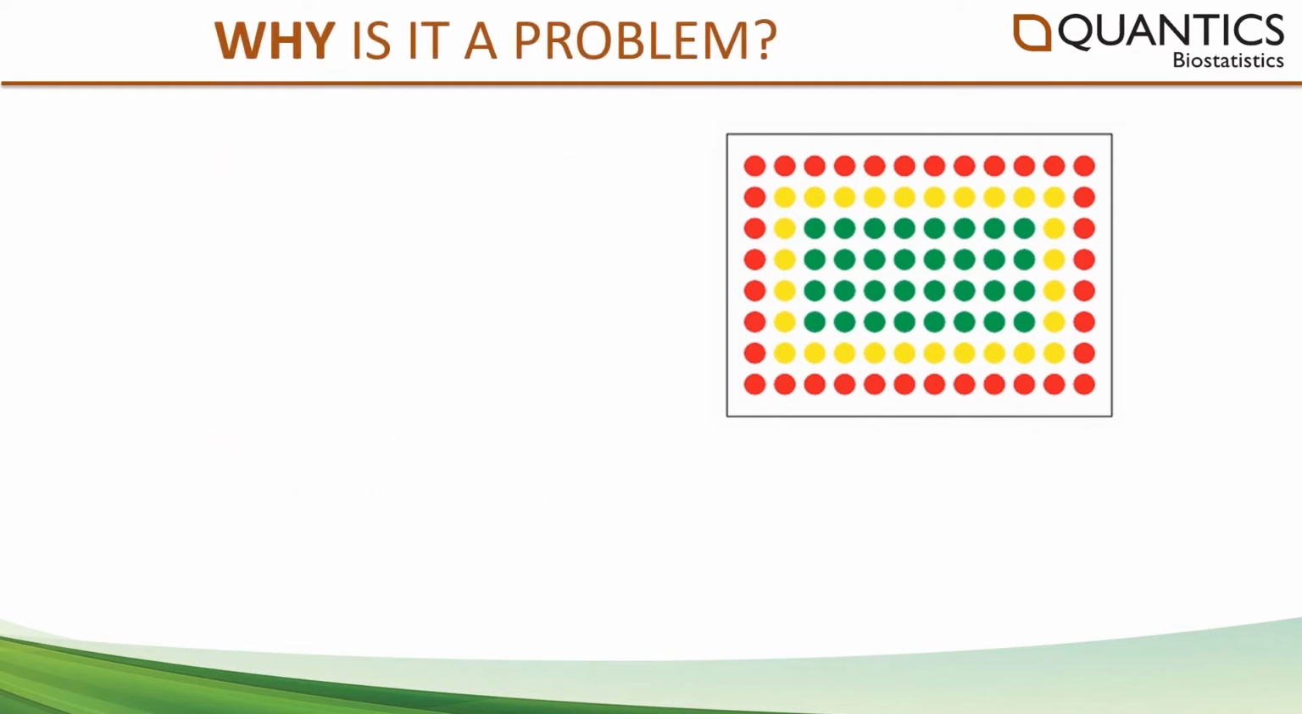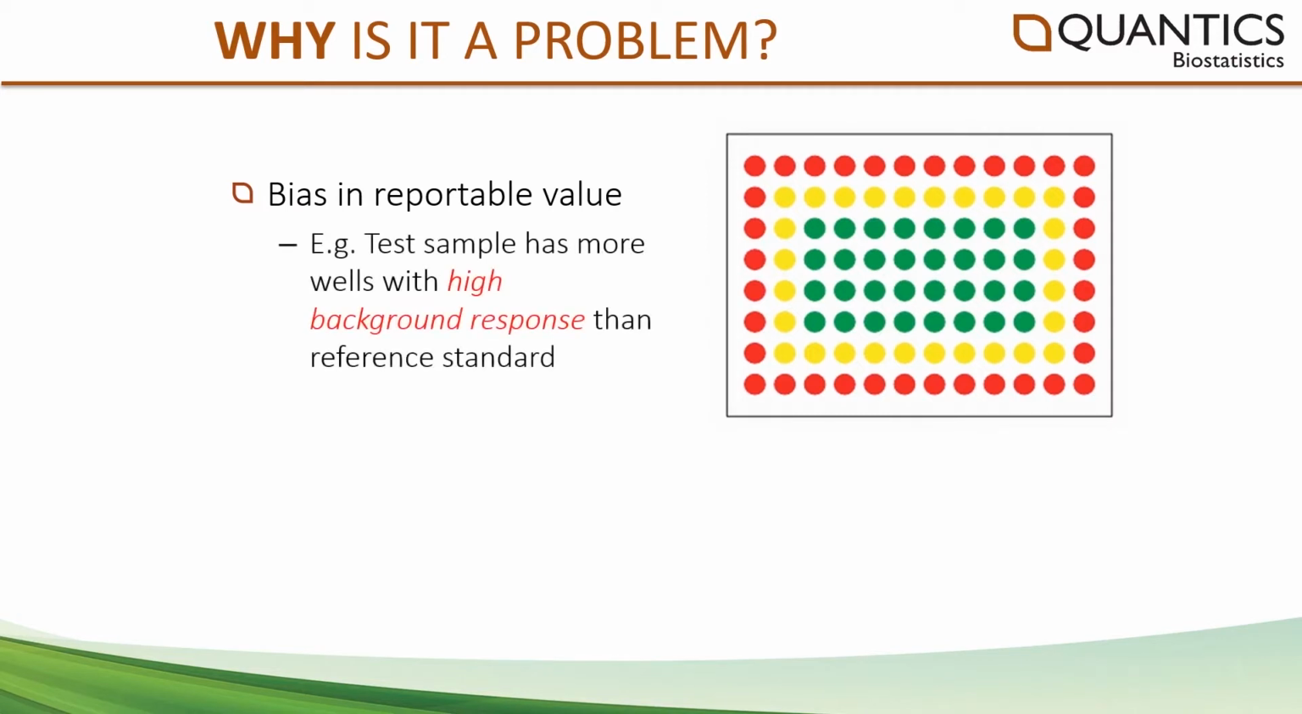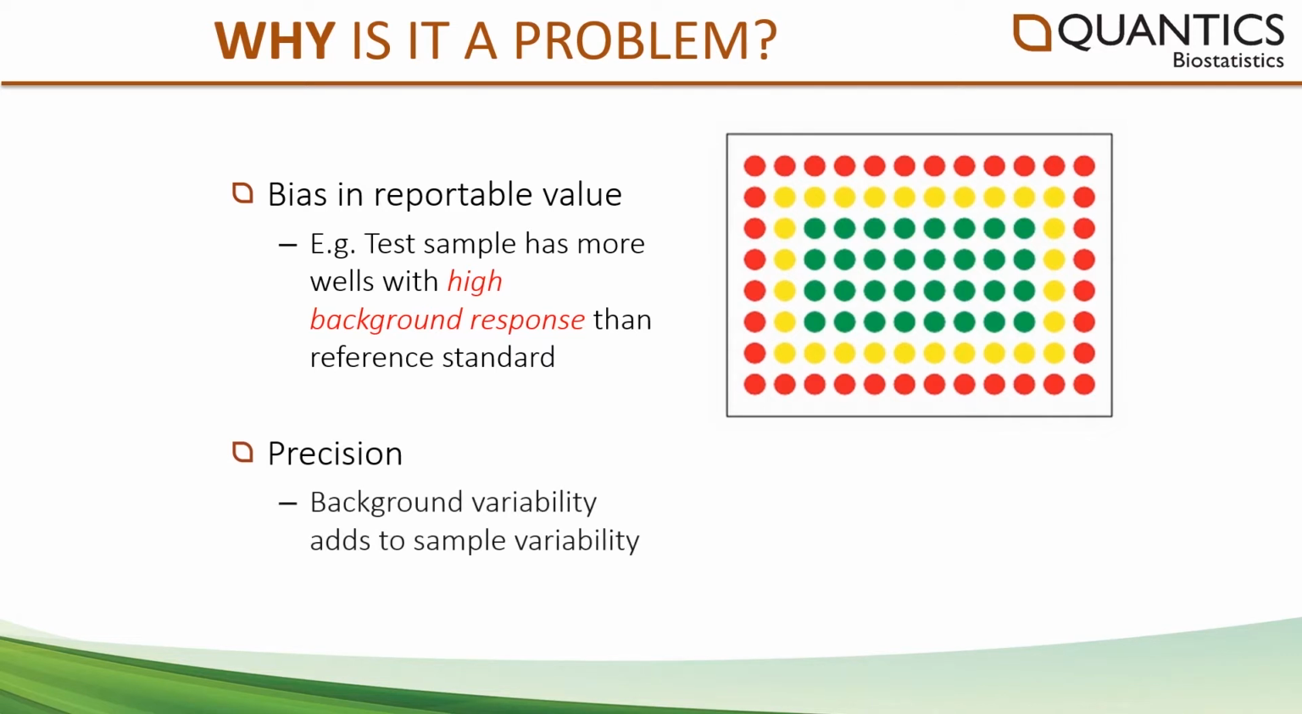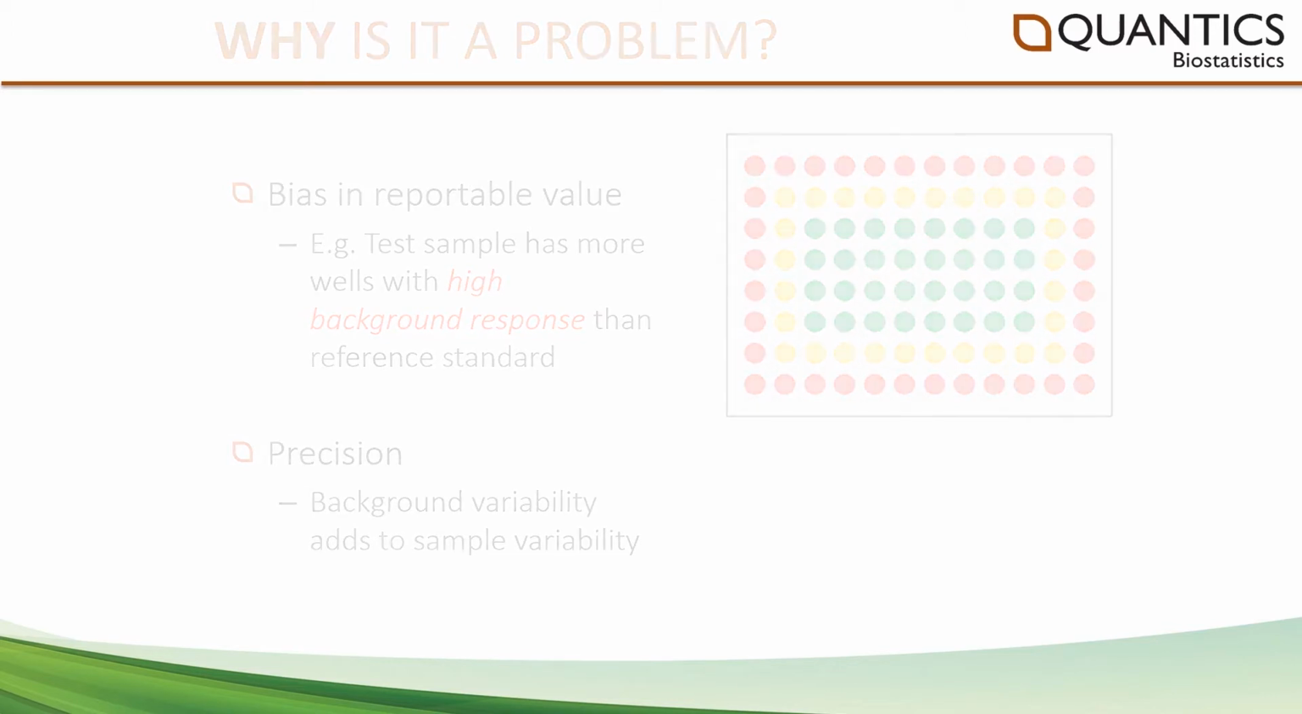This kind of background pattern and response can cause problems for the reportable value in two different ways. First of all, it can cause a bias in the reportable value. The other effect is on the precision of the estimate of the reportable value. The background variability, that is the variability across the plate, adds to the sample variability and makes your reportable value much less precise.